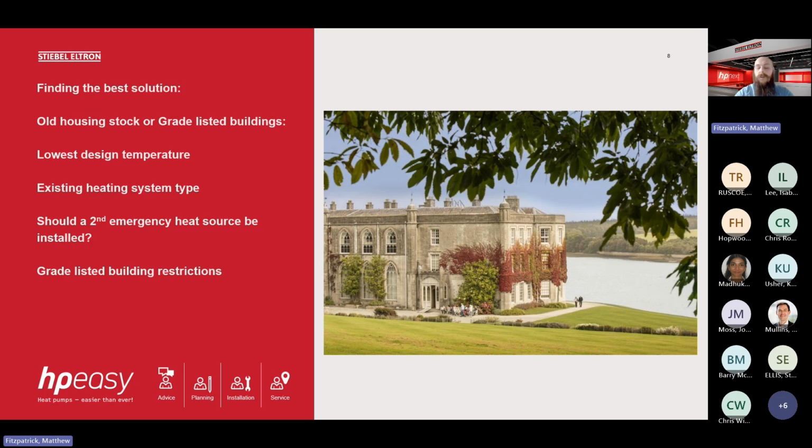There are a lot of restrictions with grade listed buildings. Will it affect the appearance? Where will it be installed? Is it visible from the outside? Will any of the architecture or existing components inside the property change? Are we trying to run new pipework to various radiators? All of these aspects must be addressed.